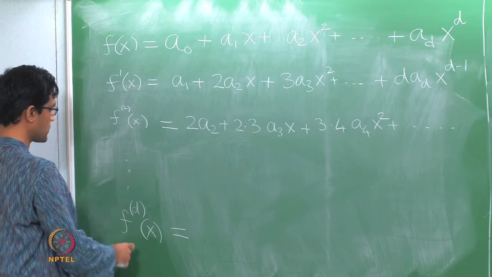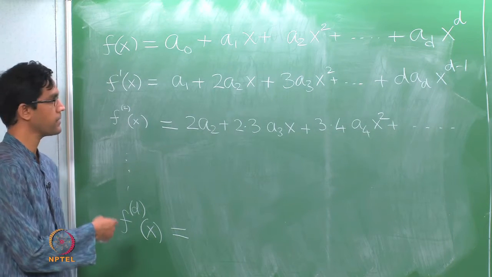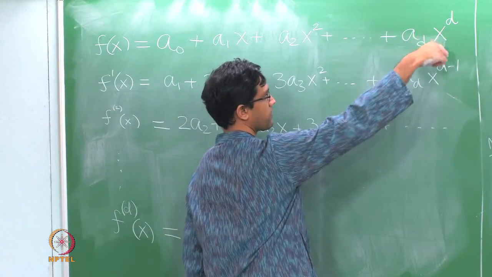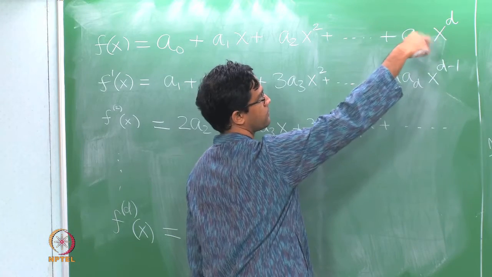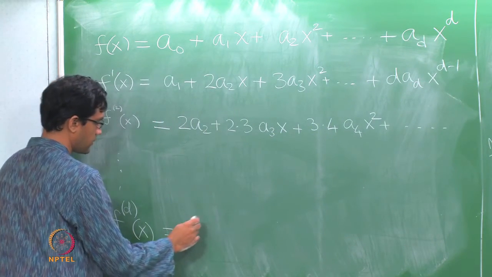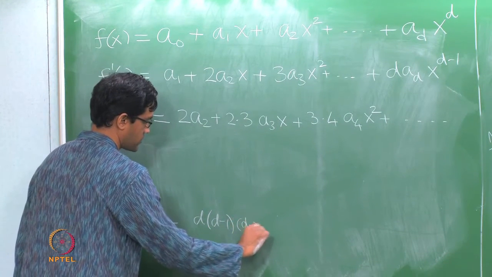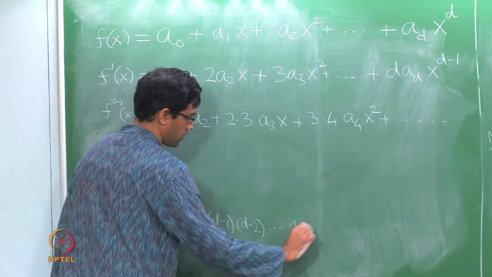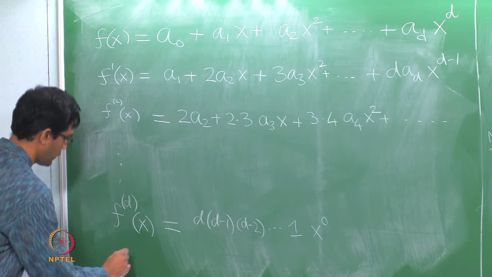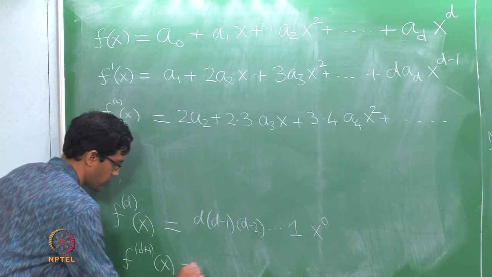Finally, you keep doing this d times, you take a derivative at every step. What you finally end up with is only this last term survives when you do d derivatives, and the derivative of this taken d times is just a_d multiplied by d into d minus 1 into d minus 2 and so on down to 1. At every step the power of x will climb down, and you get x to the power 0, which is just 1. If you do it once more, since the preceding answer is a constant, this is just going to give you 0.